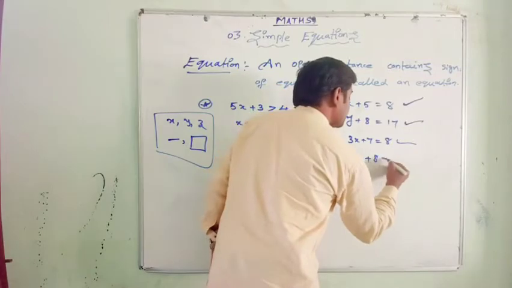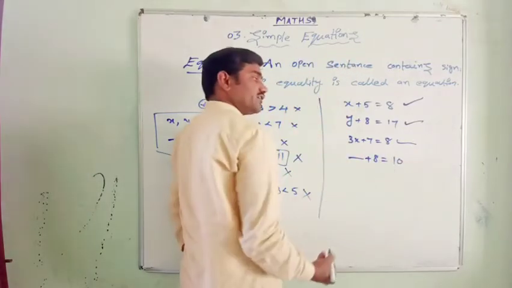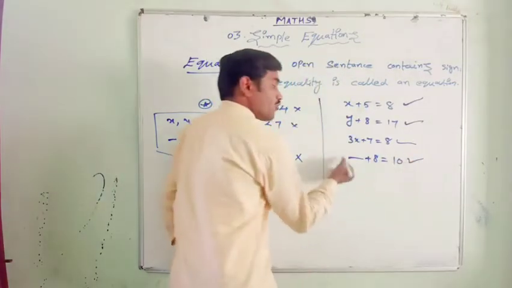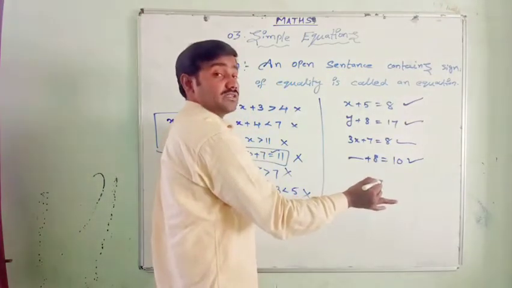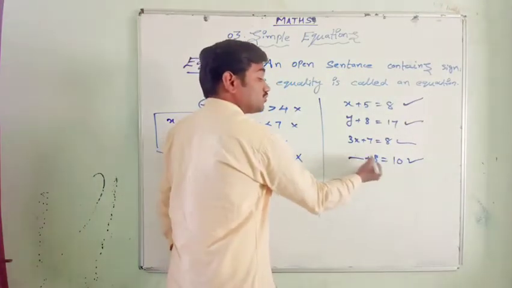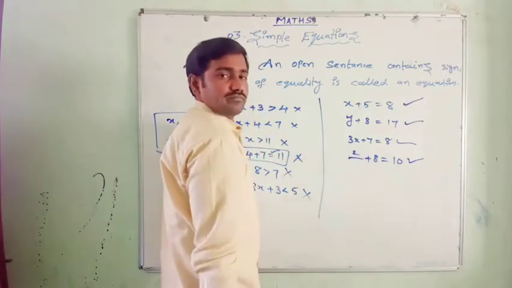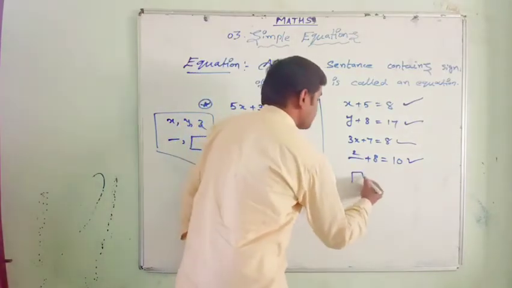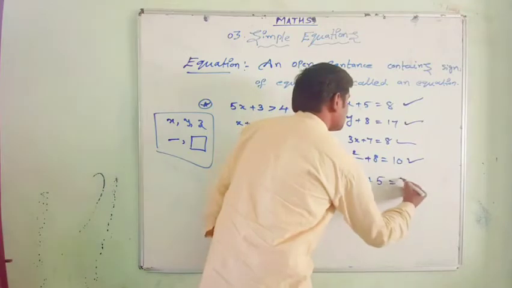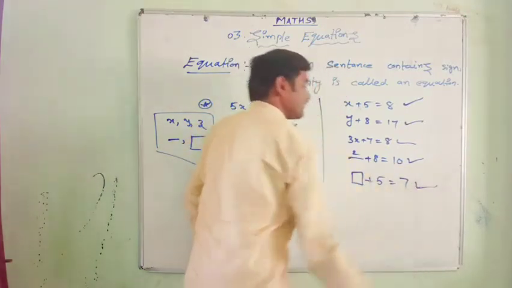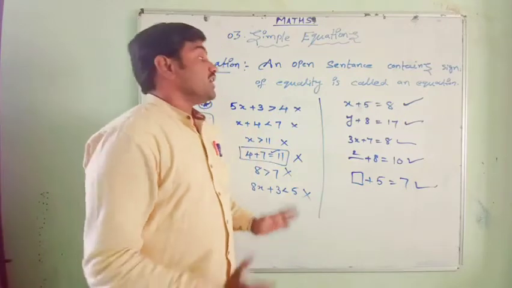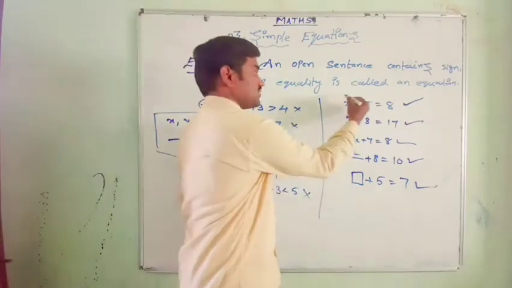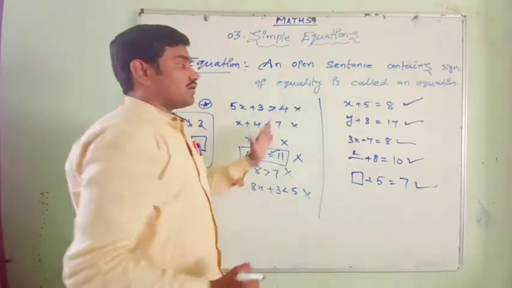Dash plus 8 equal to 10. It is also an equation, because here we have an open sentence, we can substitute 1, 2, 3, 4, an infinite number of numbers. But to get the correct answer, we have to substitute 2. Yes. So dash plus 5 equal to 7. It is also an equation. Here we have an open sentence and a sign of equality. So it is an equation. So these are the equations and these are not equations.